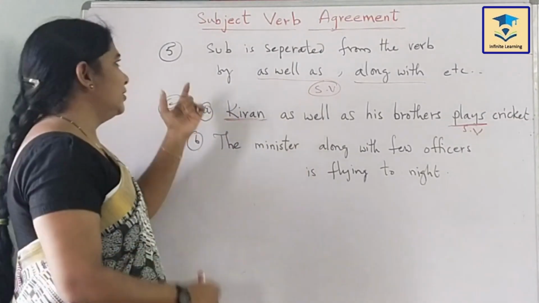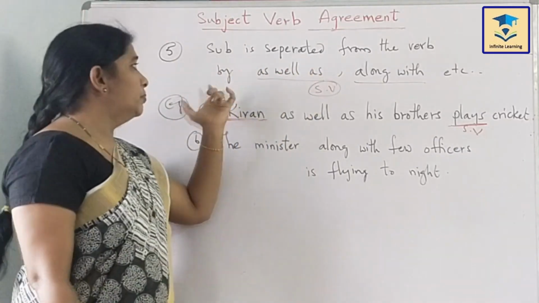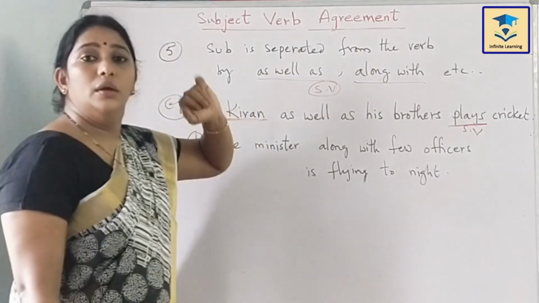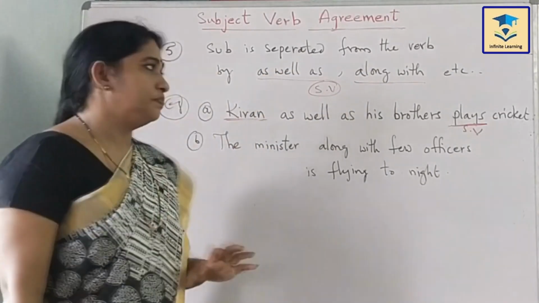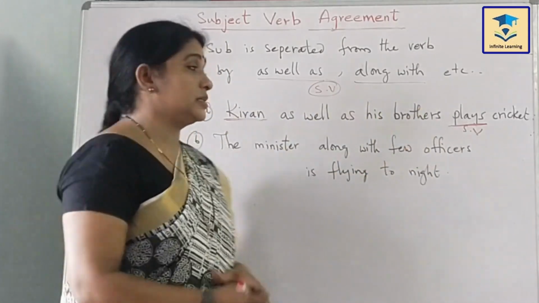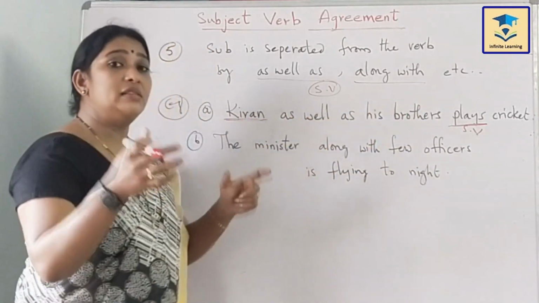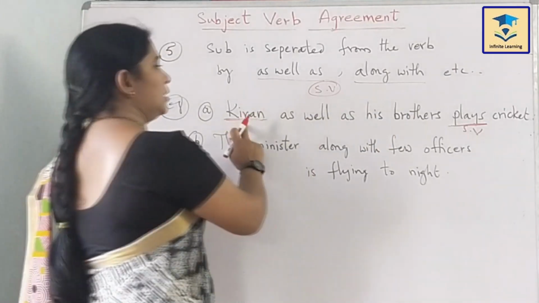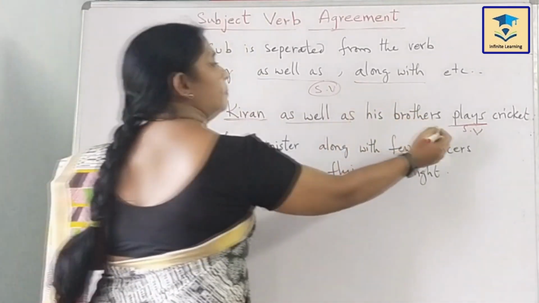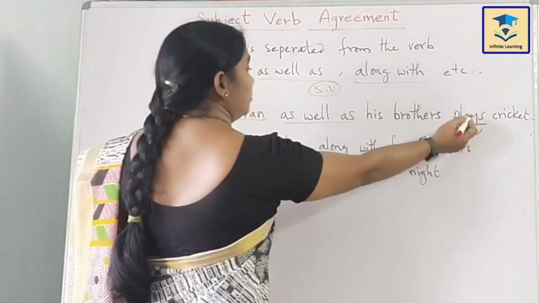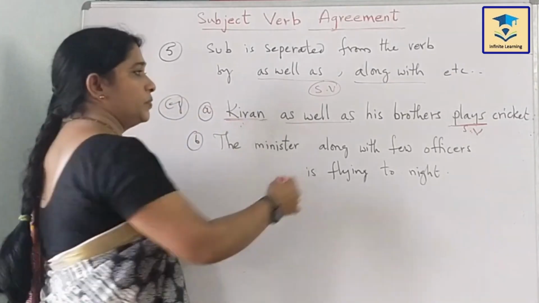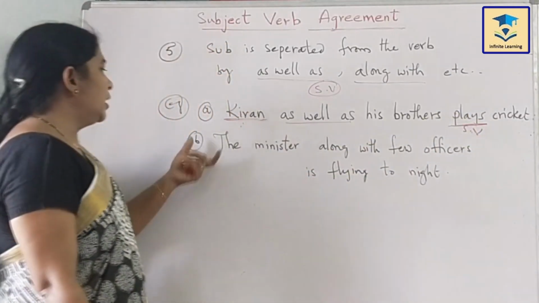Now let us see the fifth rule. When subject is separated from the verb by as well as or along with, you will get the verb as singular. Now let us see the examples of this. Kiran as well as his brothers plays cricket. Kiran as well as his brothers lagane play chestadu. Okay? Kiran as well as his brothers, even though the brothers is plural here, the verb should agree with this subject here. The first subject is Kiran, singular. So plays, not play. Now the second example.